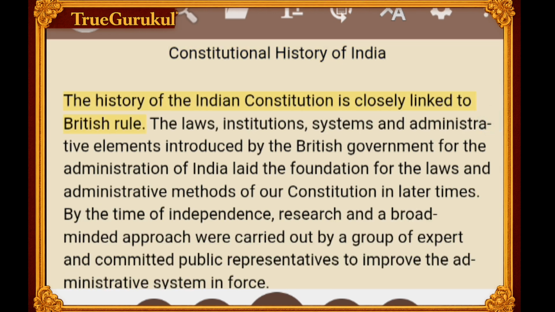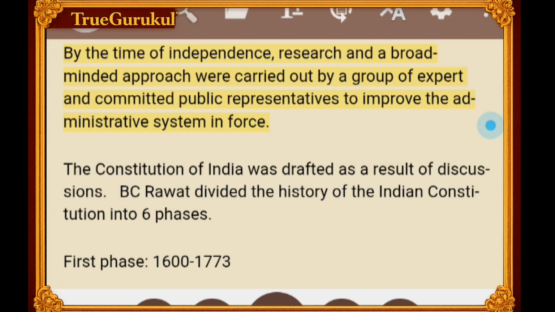Constitutional history of India. The history of the Indian constitution is closely linked to British rule. The laws, institutions, systems and administrative elements introduced by the British government for the administration of India laid the foundation for the laws and administrative methods of our constitution in later times. By the time of independence, research and a broad-minded approach were carried out by a group of expert and committed public representatives to improve the administrative system in force. The Constitution of India was drafted as a result of discussions.